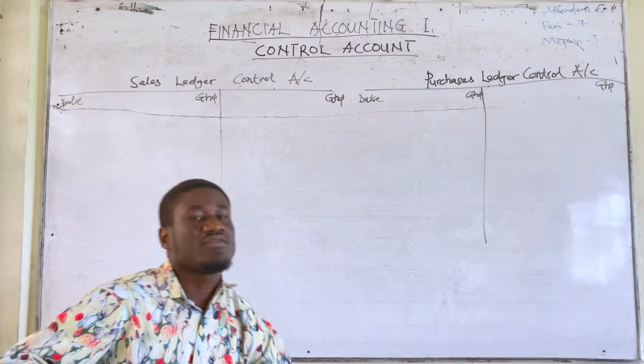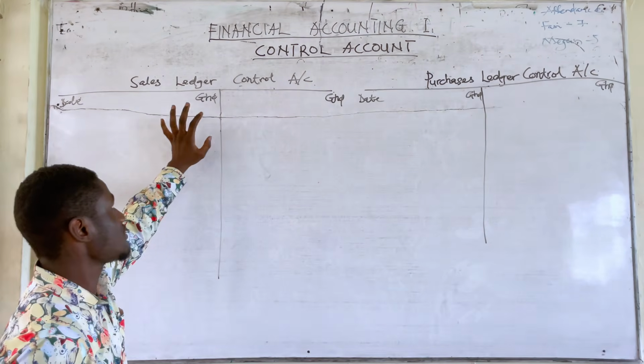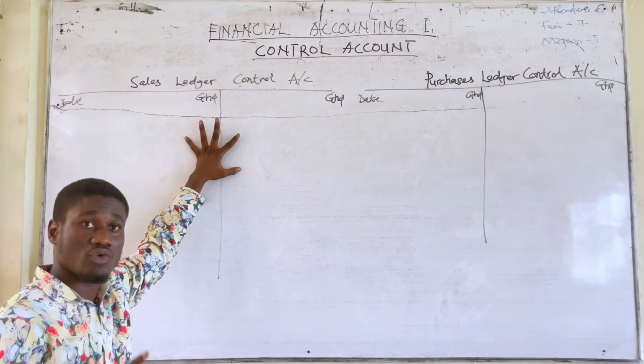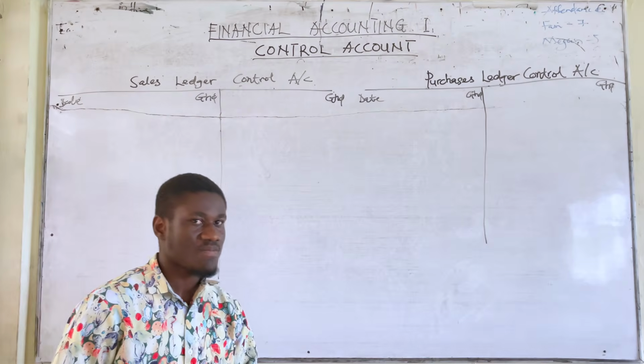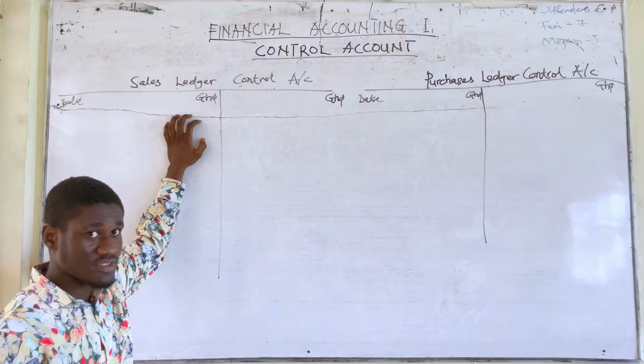Okay, if you don't get it, from the introduction to accounting, I said we know that debtors are assets, right? The sales ledger control account is used to record our debtors. Debtors are assets. An increase in assets is a debit.